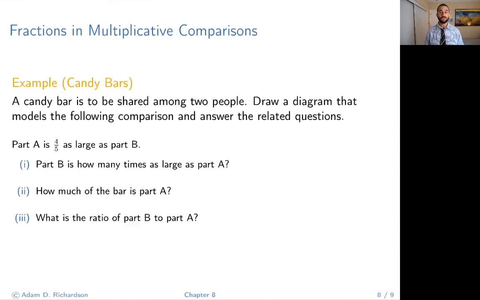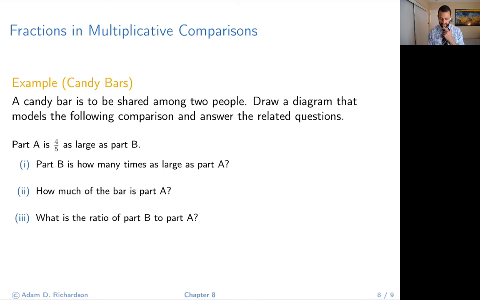Okay, let's do this one. This is a fun one. And actually your activity is basically doing a bunch of these to get practice with these strip diagrams. So a candy bar is going to be shared among two people. Draw a diagram that models the following comparison and answer the related questions.